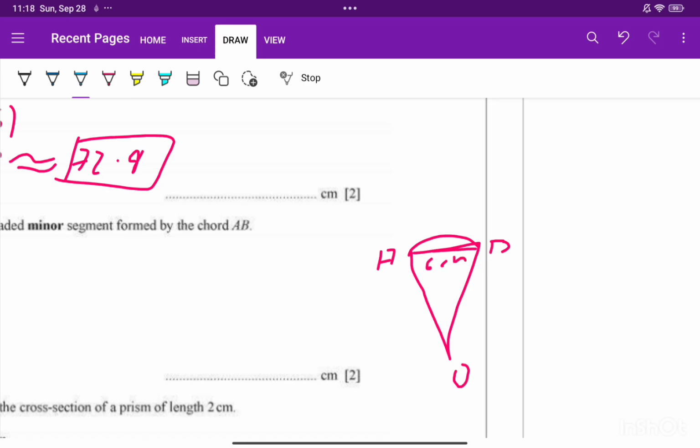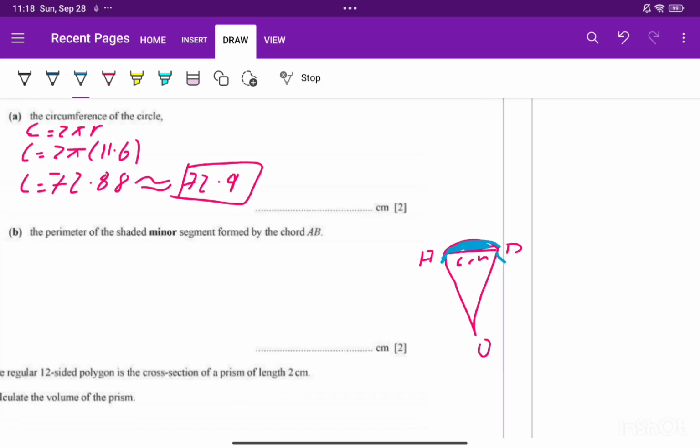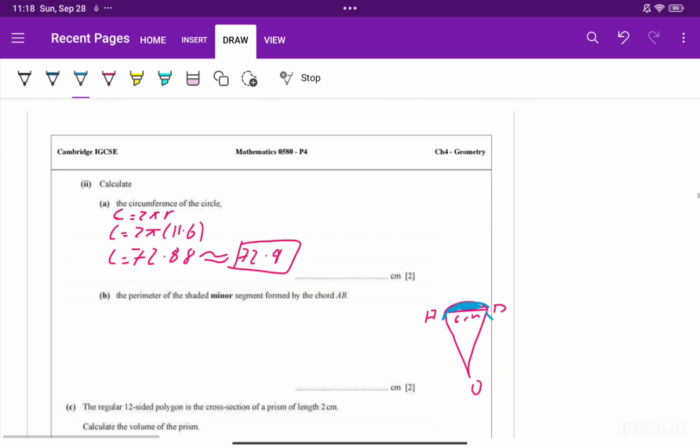So in the question, this part was the shaded region. We need to find the perimeter of this part. We already know AB, but we don't know the arc length of the sector AB. We have already found the circumference of the circle, but we need only the length of this arc, which is this part.